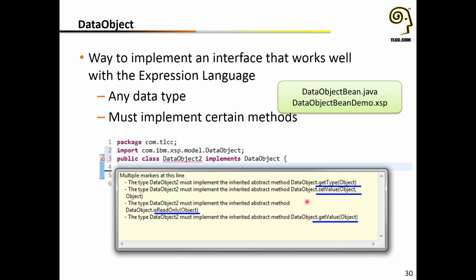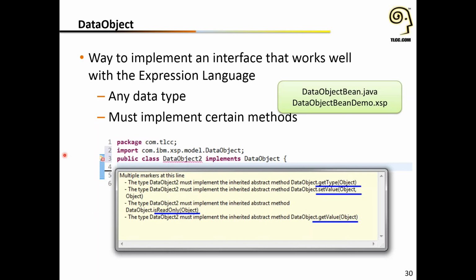So IBM, when they created the data object, said you have to have a get type, a set value, a get value, and is read only, which obviously would be Boolean. You have to have at least those 4 methods. You can add on other methods, but you have to have at least those 4 methods.